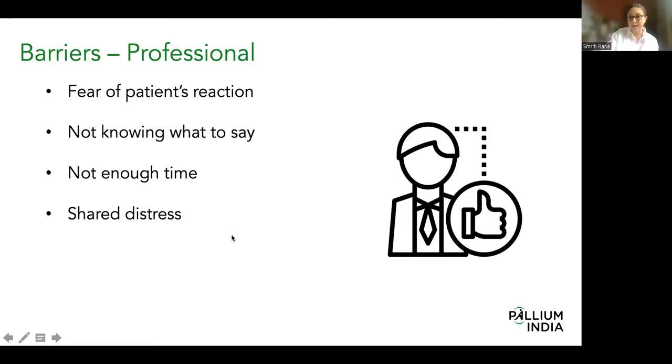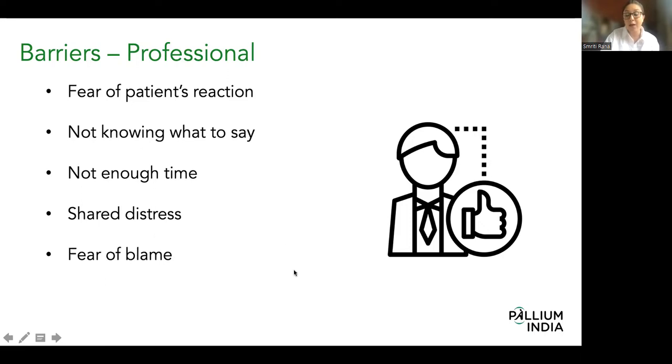Shared distress. Again, COVID was a major example of this. It was so distressing for the healthcare workers as well at the time. And we don't have the time to go into this, but there is something called secondary trauma that a lot of healthcare providers also go through. If you're going to be seeing suffering and pain and distress all the time, and then you have particularly difficult cases, we're human. We also feel the distress, and sometimes that itself becomes a barrier to communication.